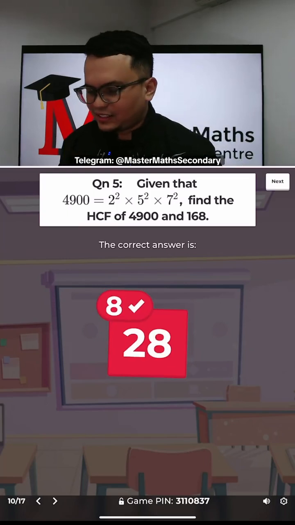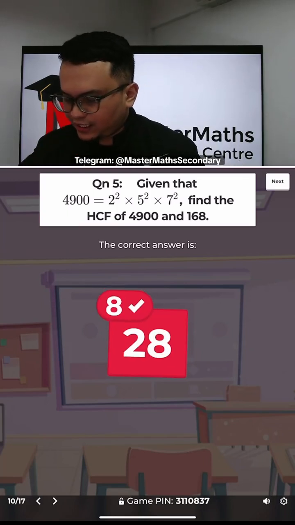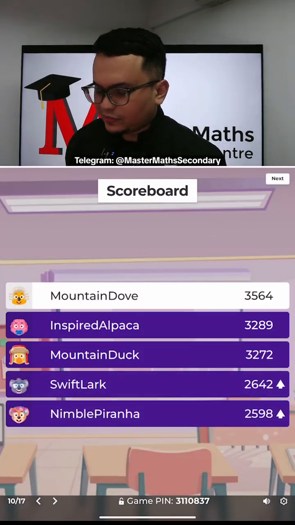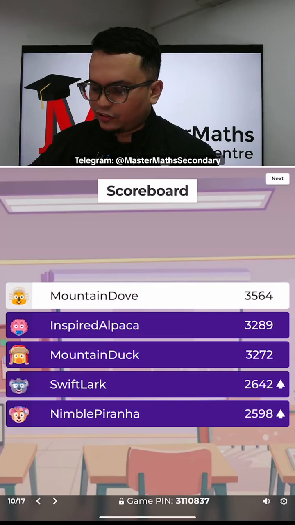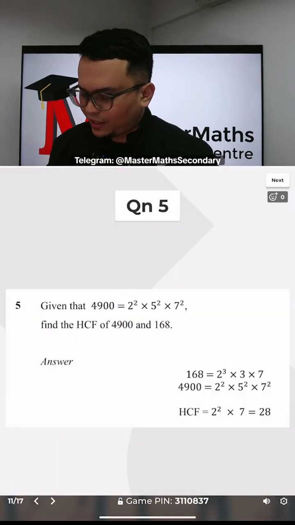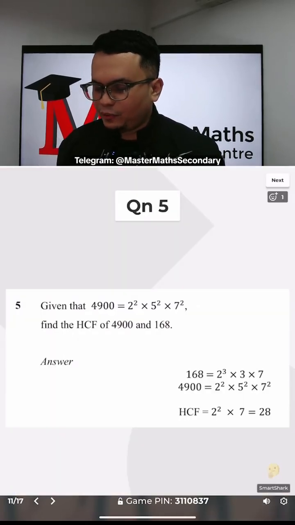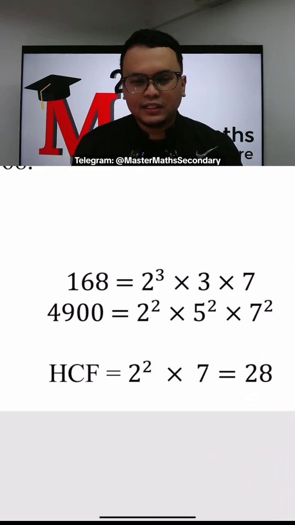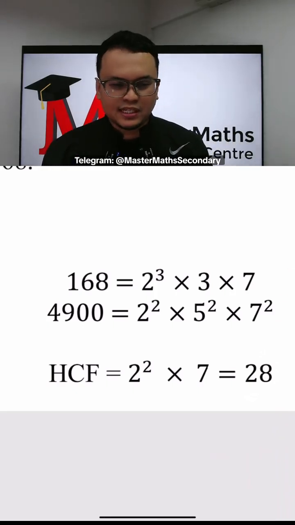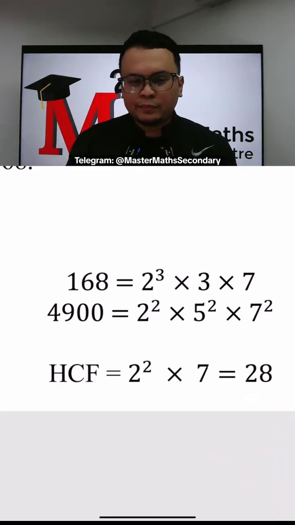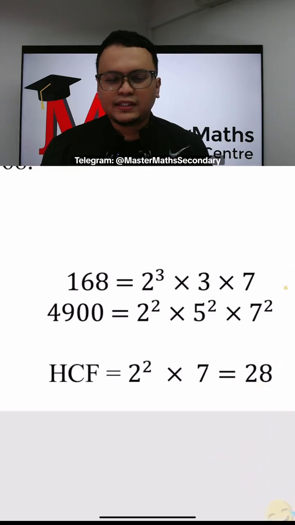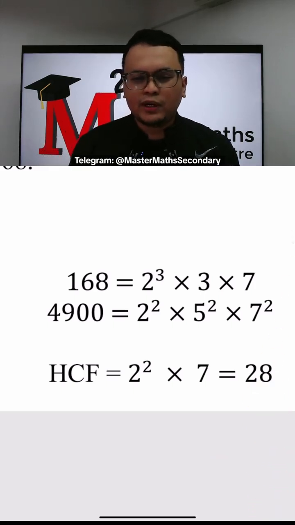The answer is 28. Quite a number of you got this right. Let's see how this is done. Mountain Dove is staying up there, not flying away. Now, how do we go about finding the HCF? For 4900, the prime factorization has been given to us. We just have to do the prime factorization for 168, which is 2 cubed times 3 times 7.